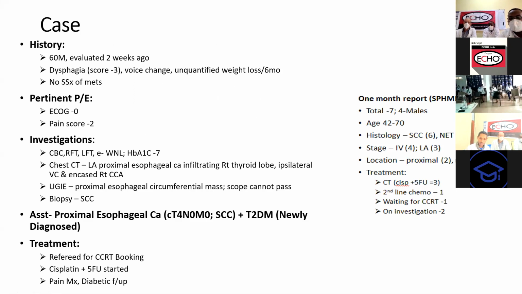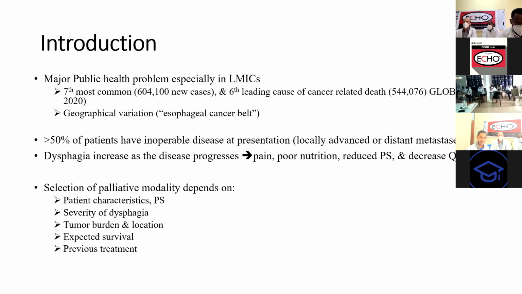and the most common site was mid-esophagus. So as you know, esophageal cancer is a major public health problem globally, and the impact is most common in low and middle income countries. According to the Globocan 2020 report, it is the seventh most common cancer, and the sixth leading cause of cancer deaths globally.